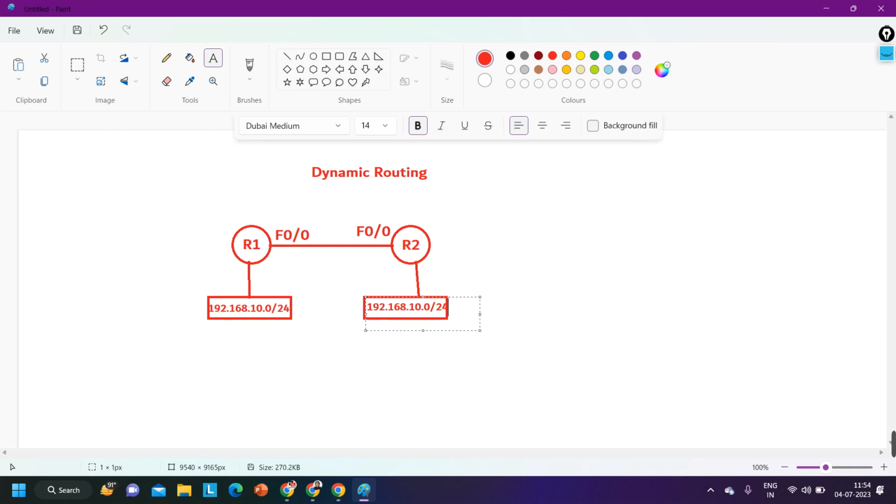What is the difference between dynamic routing and static routing? Yeah, soon we are going to understand this. Don't worry.